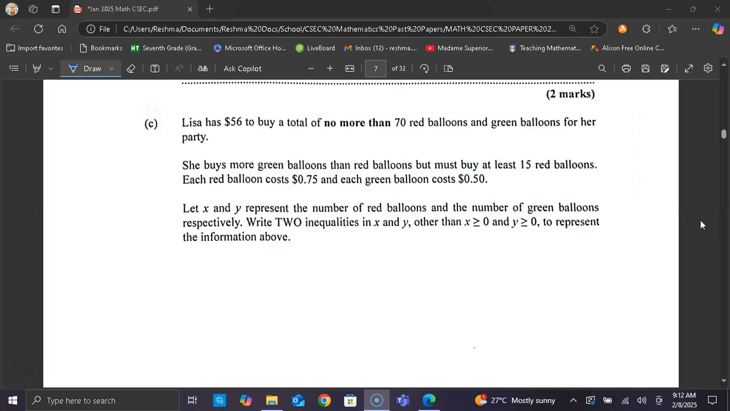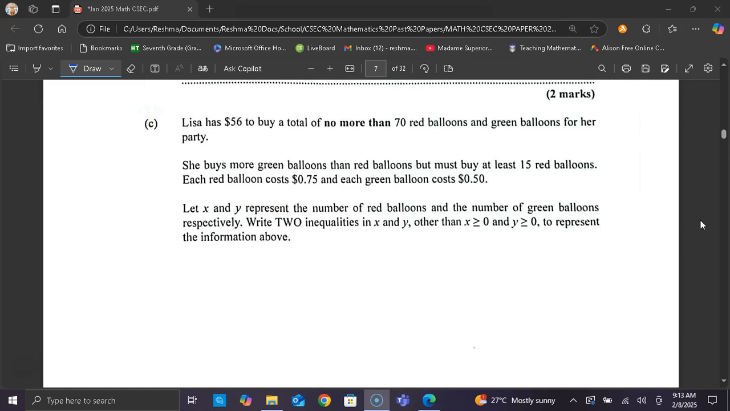So we're continuing with question number 2 of the January 2025 CSEC Math Paper 2, and we have reached part C. This part of the question actually has to do with linear programming, which normally comes in section 2 of the paper. So it's interesting that it came in section 1.